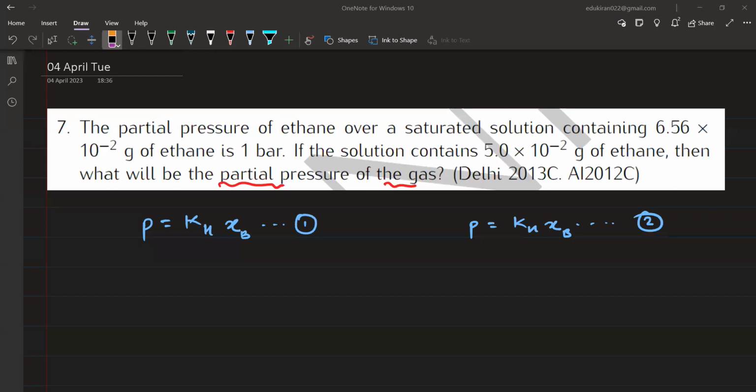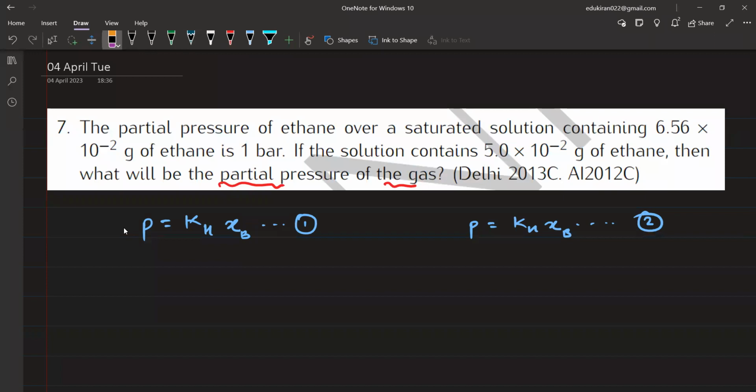in both cases what do you have? The solvent is same, the amount of solvent is same in both the cases, and they have not given anything else. Now the partial pressure of the gas is 1 bar, and they have given the mass. The solution contains 5.0 into 10 to the minus 2 grams of ethane. Then what will be the partial pressure of the gas over a saturated solution? That means we have already added this, pressure is equal to KH into KB.